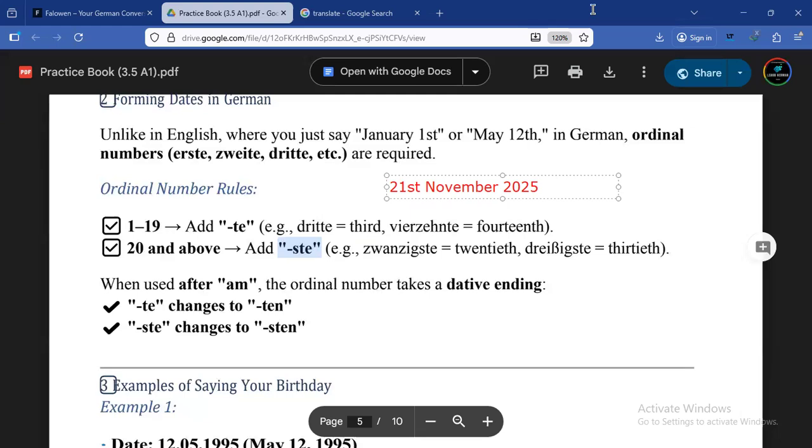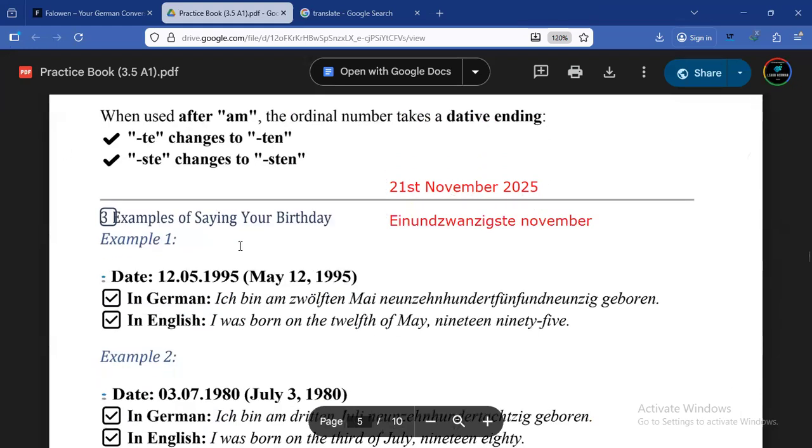21st, first say 21st, then you say November, then you go to 2025. How will you say that? 21. November 2025. All right. But from 21, we don't say eins, right? It's going to be ein. So ein, this November, it becomes 2025.